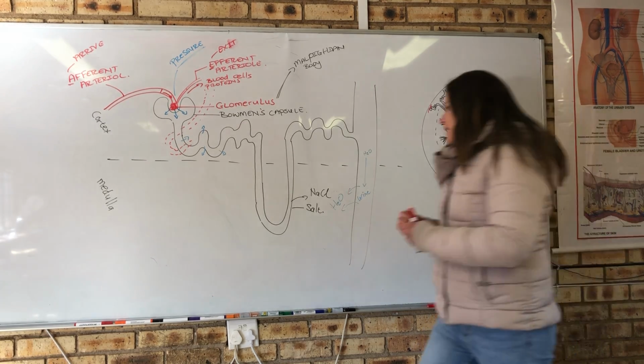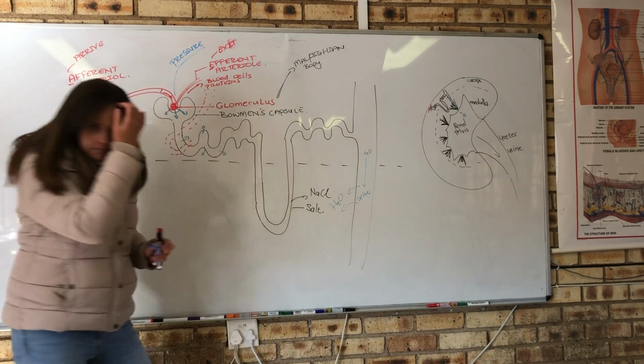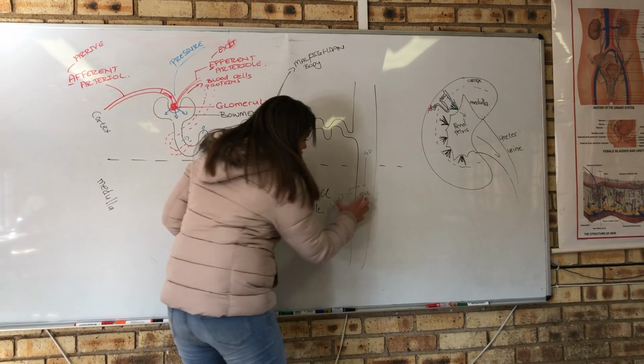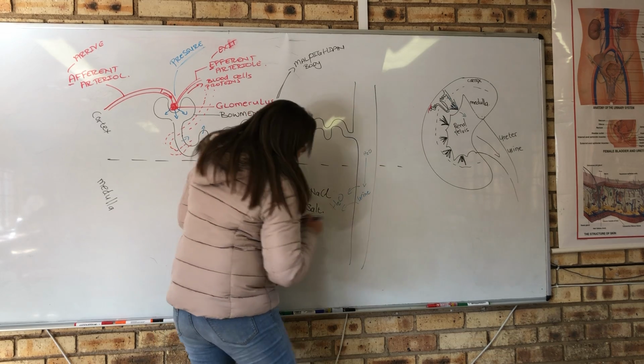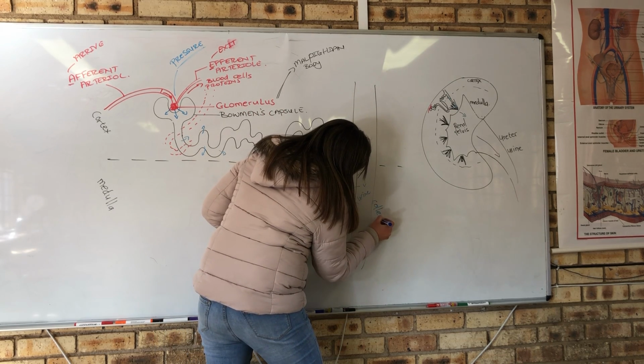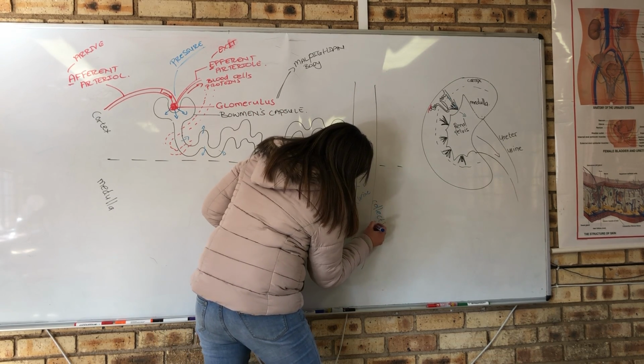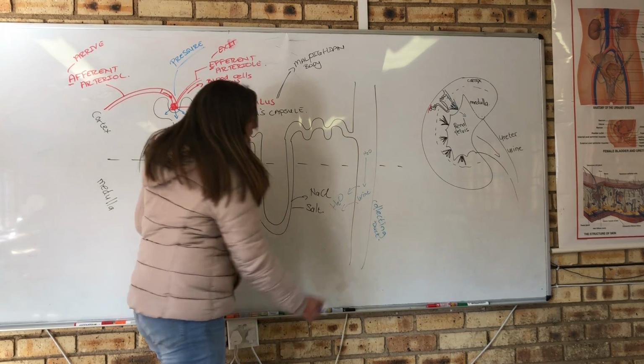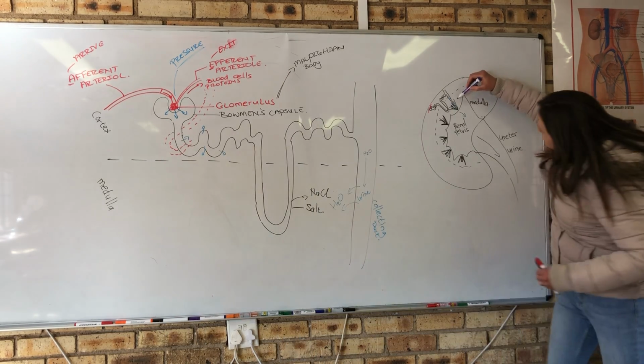So the reason why that loop of Henle drops down into this medullary area is so that you can draw water out of our collecting ducts. So this is the collecting duct. That's where the collecting duct runs.